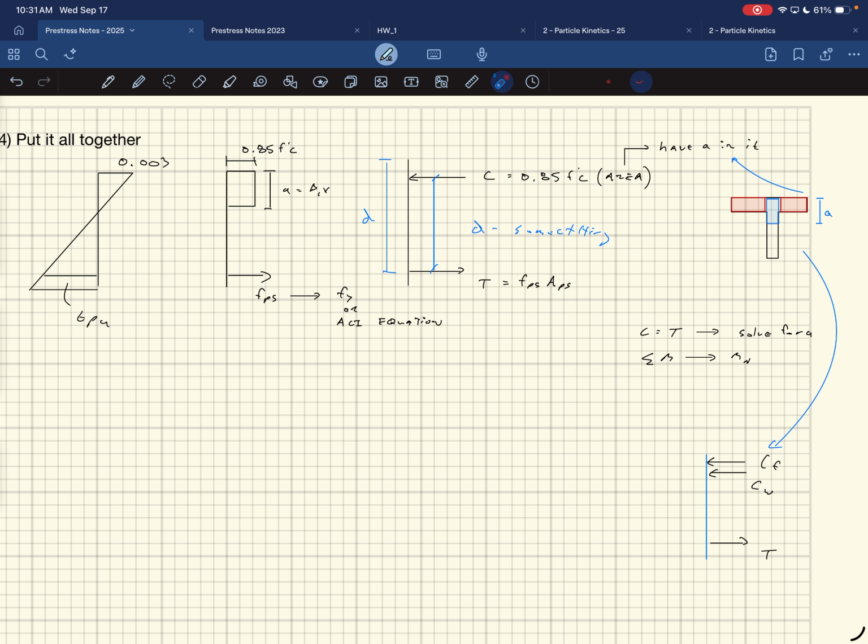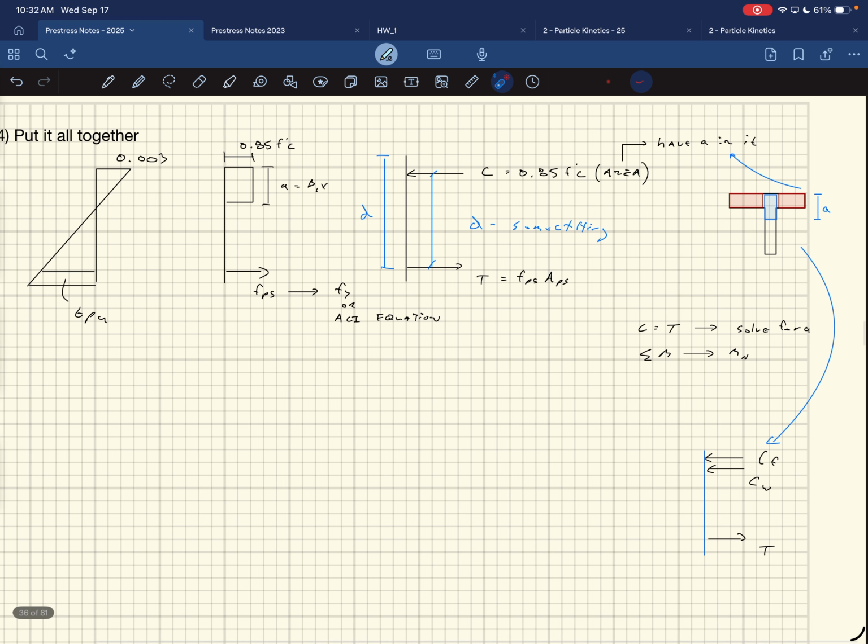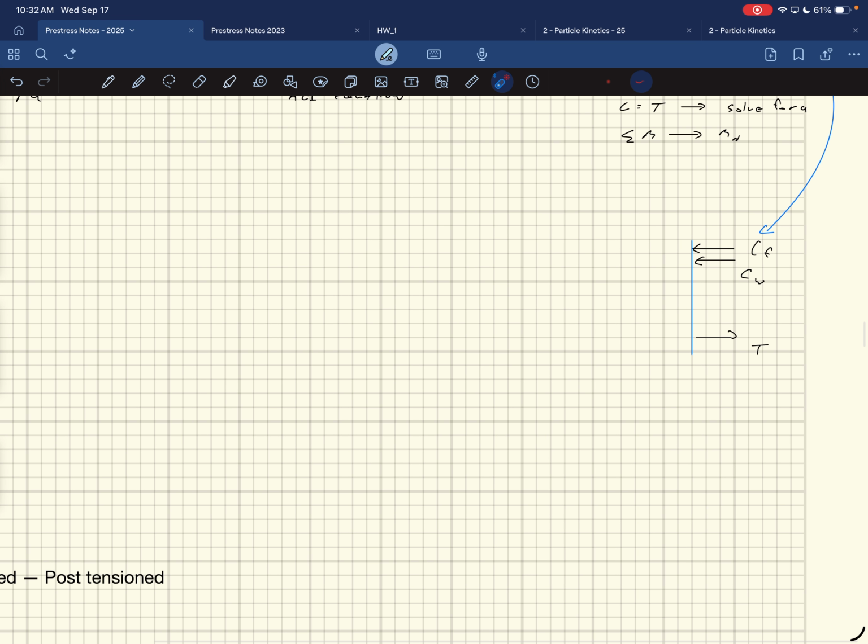Look at this one. If I do it this way, it's right in the middle. This one acts at TF over 2, and then this one acts at A over 2. Then your CW is like in the flange. Either way, it's still just two rectangles. It's two rectangles. It's not hard. Whichever rectangle works better for your brain.